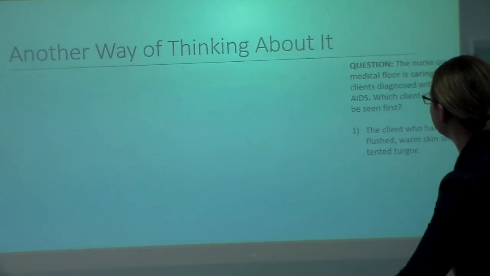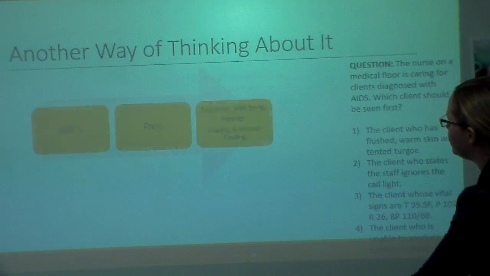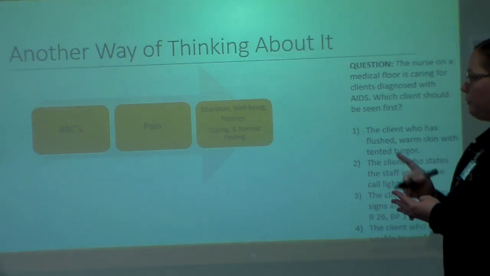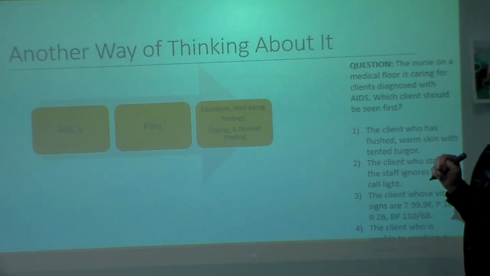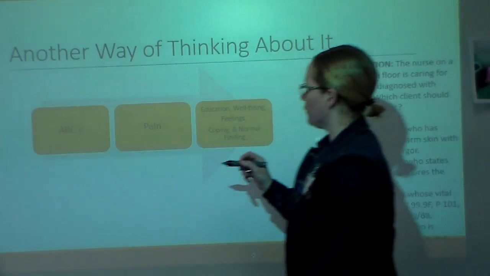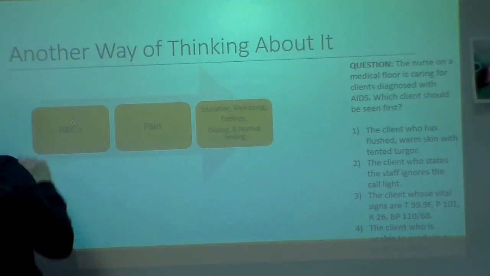So this is the same question. We're just going to do it this way. So the nurse on the med floor is caring for that same patient. Who do you see first? So the client who has flushed, warm skin with tented turgor. Is that an airway, breathing, circulation, safety, pain, or education, coping, well-being issue? ABCs. What part of the ABCs would you put that? Circulation. So I'll put number 1 above the C there.